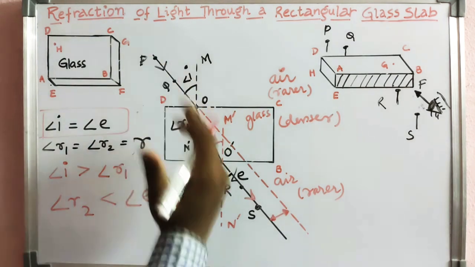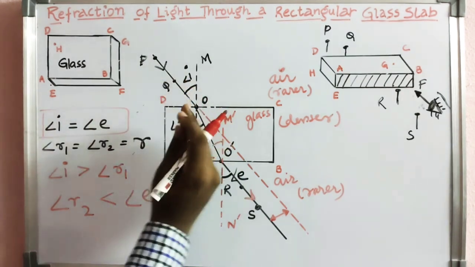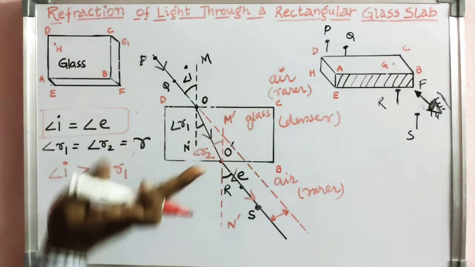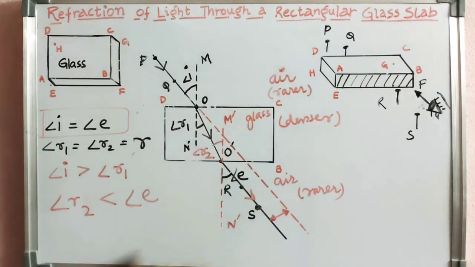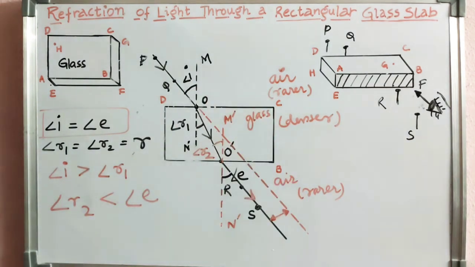How much the light is going to bend when it enters the glass medium, with the same amount it is going to bend away when it leaves the glass medium. Clear? That's why the refractive index of a medium is constant. This is the reason sin I by sin R, the ratio, is always going to be constant. Why? Snell's law says sin I by sin R is constant.